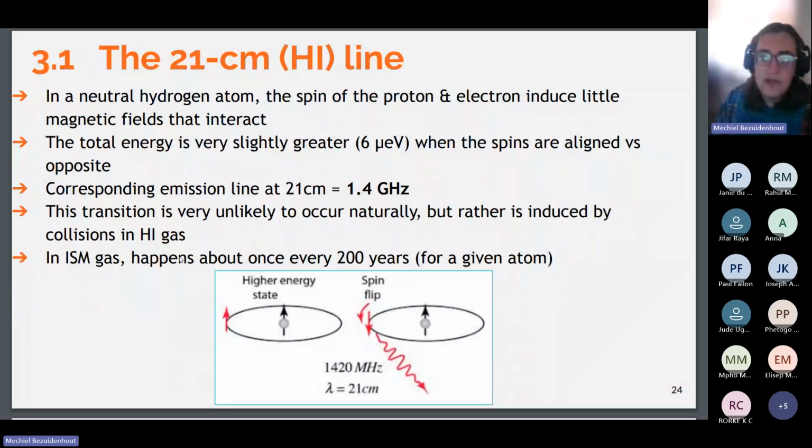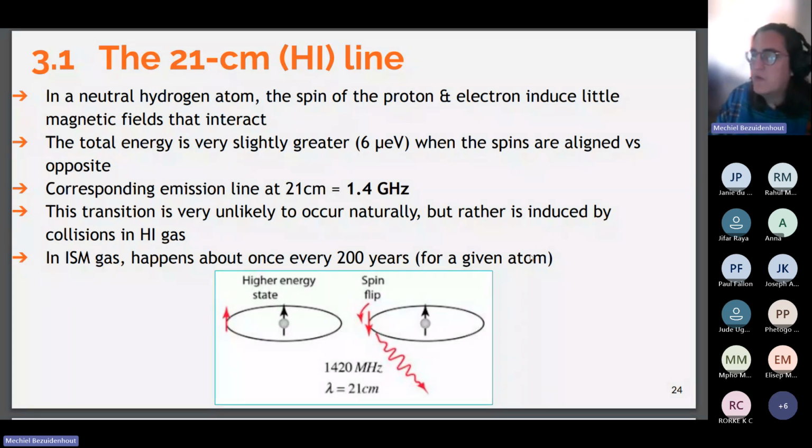But that's for a single atom. Hydrogen is the most abundant element in the universe by far. So even though it's fairly rare for a single atom, overall this happens all of the time, and this emission line can be seen everywhere where there's hydrogen. So that is the main use of this H1 line, because of how ubiquitous it is. It allows you to trace processes at all sorts of different places where hydrogen gas is observed.